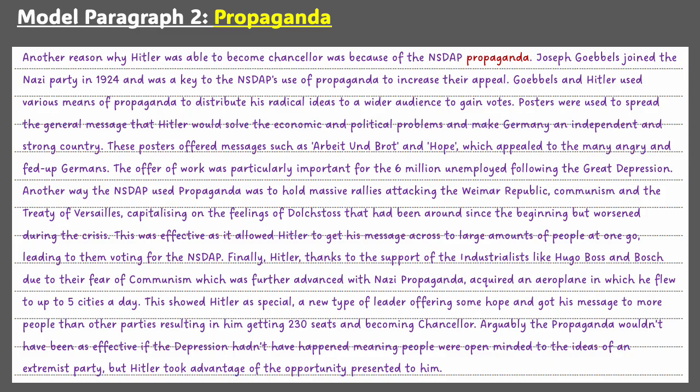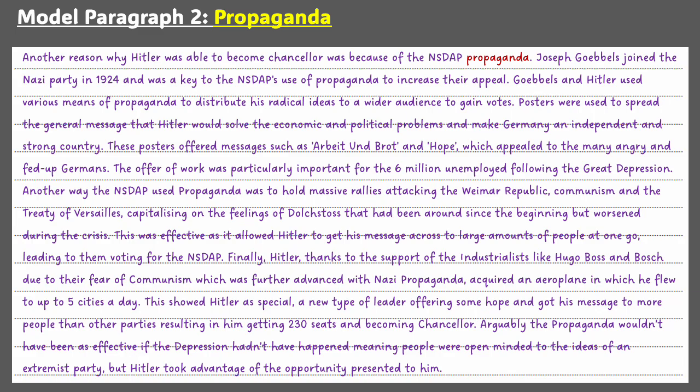Okay, so how this could look in your paragraph. Again, let's see how we start this with technically the opening sentence. We're still getting it wrong despite being told how to do it, so let's just keep seeing it in practice. "Another reason why Hitler was able to become Chancellor was because of the NSDAP propaganda." So this paragraph is clearly about propaganda. It goes on to talk a little bit of facts.